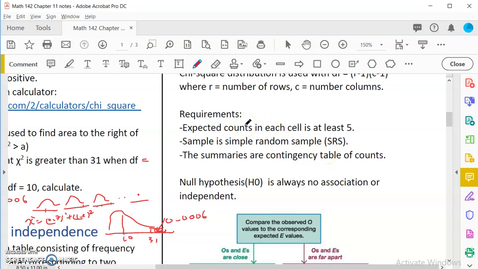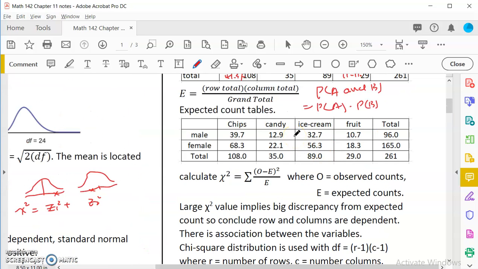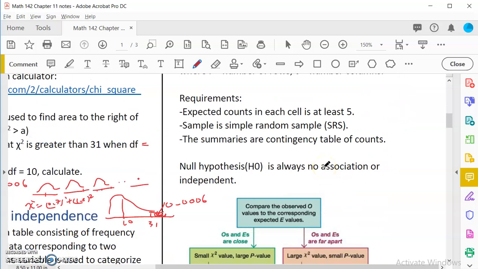The requirement to test this is that the expected count in each cell must be at least 5, because all these numbers of successes are actually binomial, and in order for them to be normal, you see the way we define chi-square is the sum of squares of standard normal. It must be normal, so the expected counts need to be all at least 5. Of course, your sample is a random sample, and you have frequency counts. You cannot build a table of values and then start to do contingency table tests.